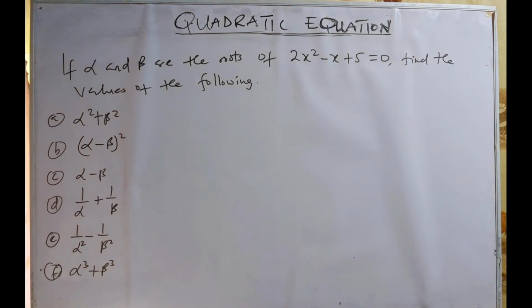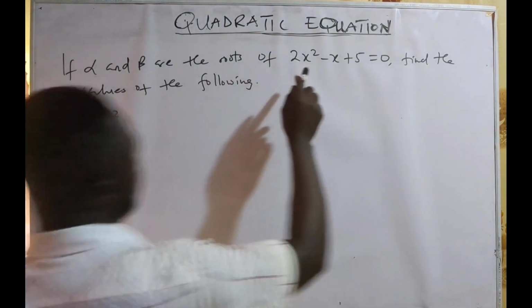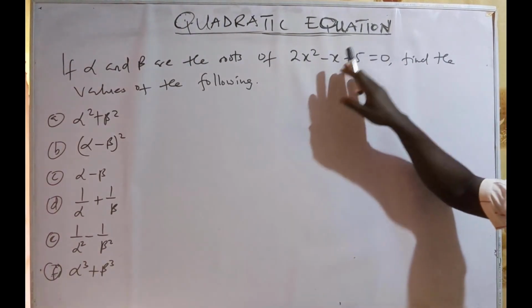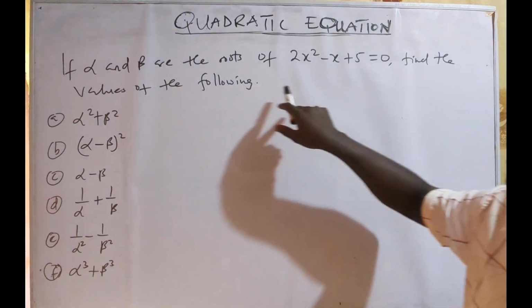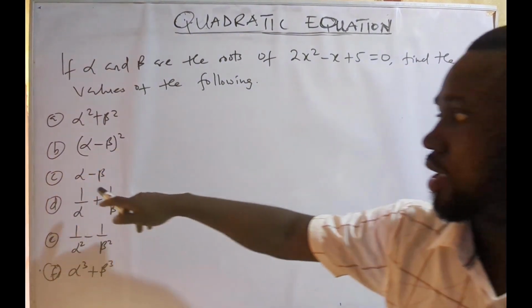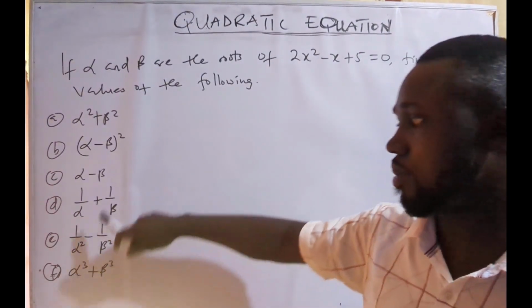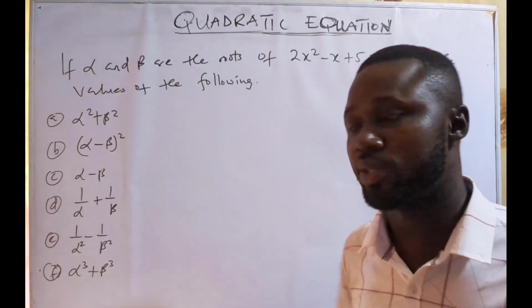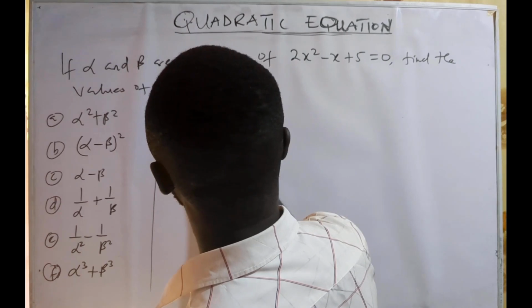All right. So the question: if alpha and beta are the roots of 2x squared minus x plus 5 equal to 0, find the values of the following: alpha squared plus beta squared, alpha minus beta all squared, alpha minus beta, 1 over alpha plus 1 over beta, 1 over alpha squared minus 1 over beta squared, then alpha cubed plus beta cubed. All right. So we are going to solve all of them.